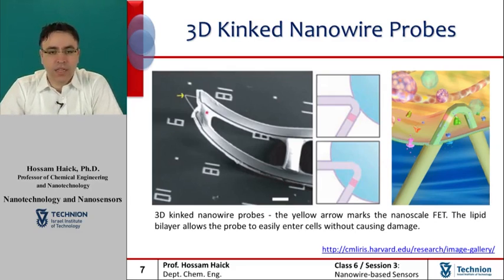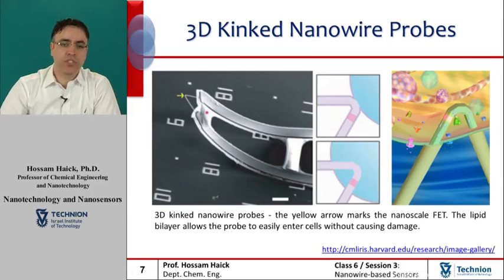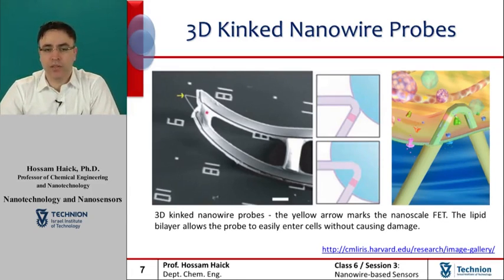This suggests that insertion of the kink tip into the cell could readily lead to the detection of the intracellular potential variation versus time in this case. Actually, using this device architecture, the researchers have shown that the probes can be used to measure changes in electrical potential outside, inside, and across cell membranes, and pH changes. More details on this approach can be found through the link seen on the screen.